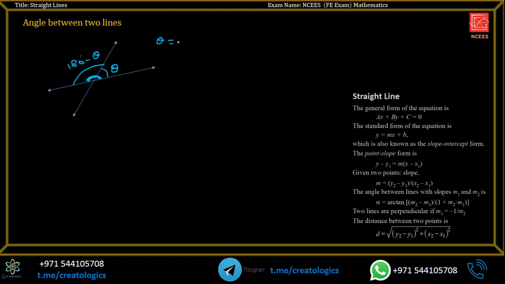So theta is equal to arctan, which you can solve with your calculator, of (m2 minus m1) upon (1 plus m1 m2). Take its magnitude value only. That will give you the acute angle.